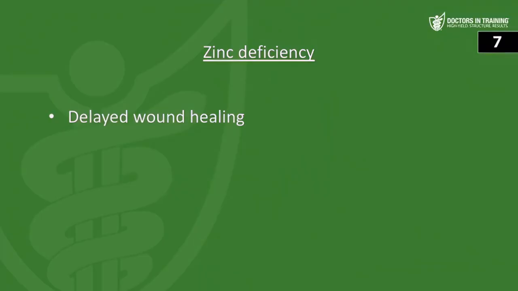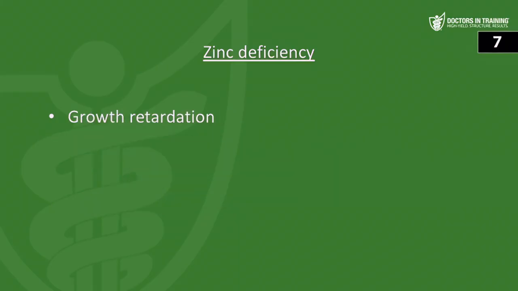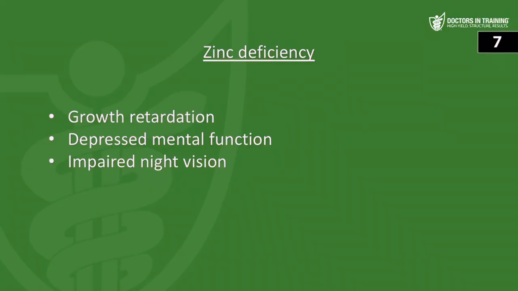Next, what are some of the clinical effects of zinc deficiency? Well, there's a ton of things. Things you probably need to remember: delayed wound healing, a decreased immune response. You can have a rash around the eyes, mouth, nose, and nares. That's called acrodermatitis enteropathica. Zinc deficiency can also cause anorexia, diarrhea, can cause growth retardation in children, depressed mental functioning, impaired night vision, and then zinc deficiency can also cause infertility as well.